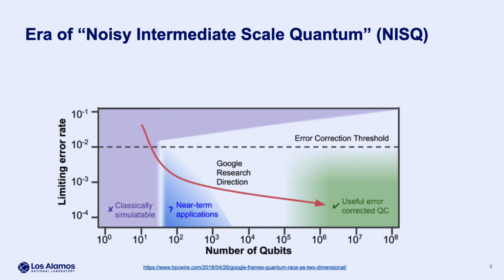The green area, so that's, they projected in this figure, around 1 million qubits with error rates of 10 to the minus 4, is where we know for sure there are useful quantum applications. So we have algorithms, they've been proved to be correct, and if we had a computer that big, we would be able to solve them.